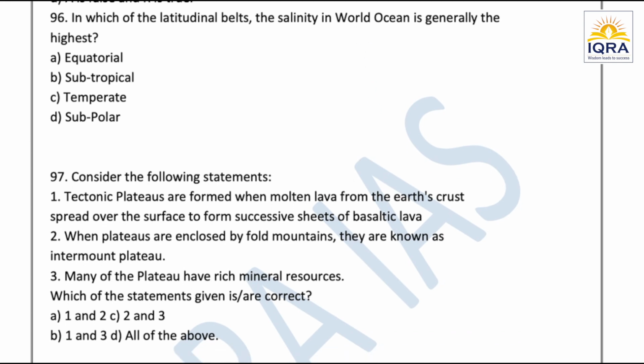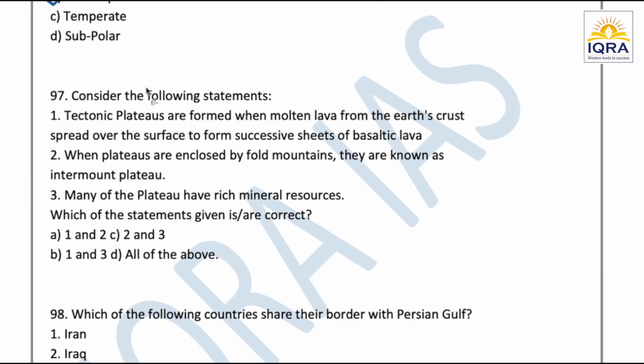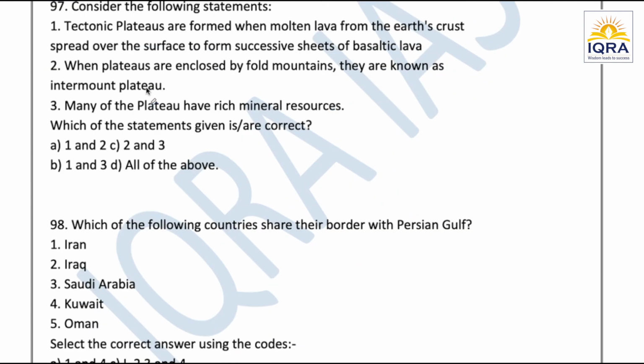Next one, we have question number 96, and in which of the latitudinal belts is the salinity in the world ocean generally highest? So it is highest in the subtropical region. Where is it highest? It is highest in the subtropical region. Hence, option B becomes the correct answer for this question.